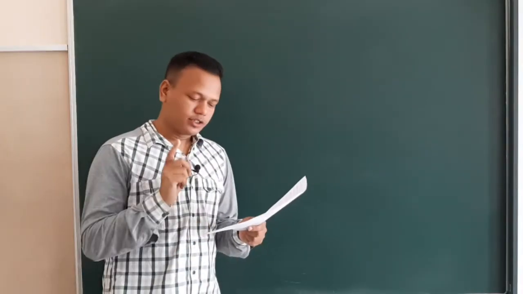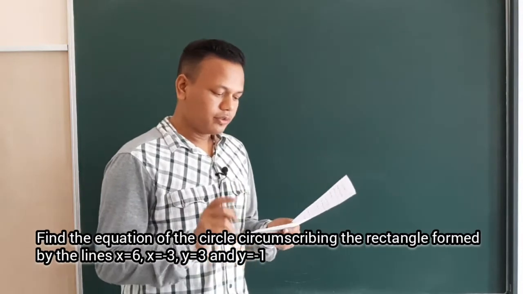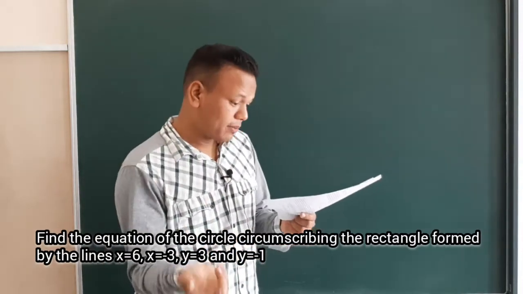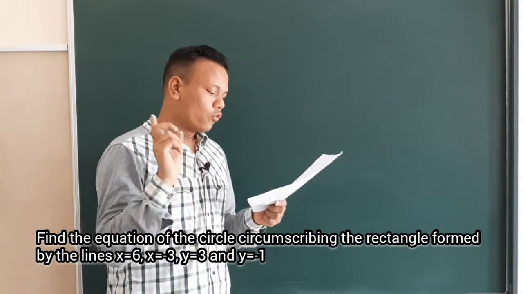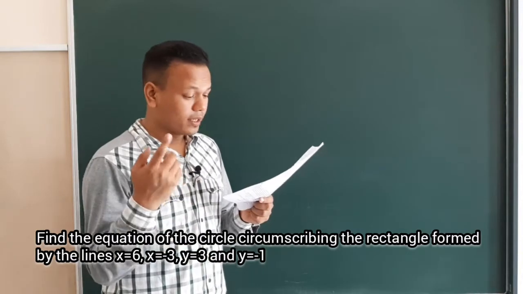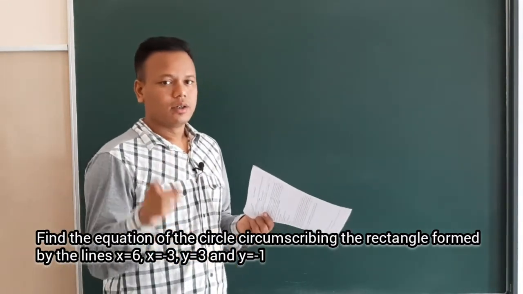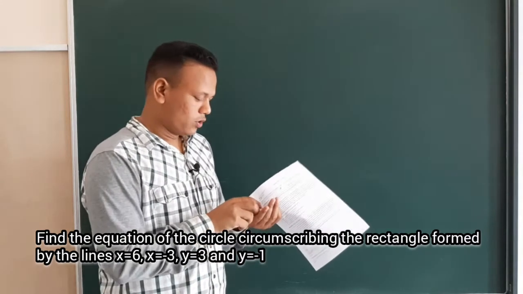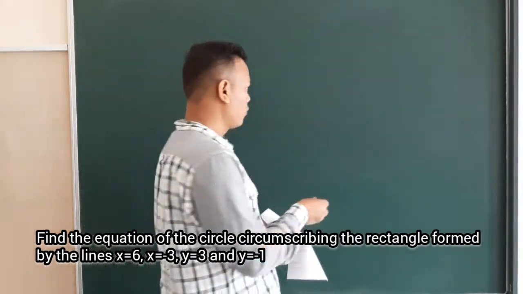Okay, so let me take the last question for the day, question number 22. The question says, find the equation of the circle circumscribing the rectangle. This time they have given us a rectangle formed by the lines x equals 6, x equals minus 3, y equals 3, and y equals minus 1. So first let's construct the rectangle here. First let us construct the x-axis and y-axis.